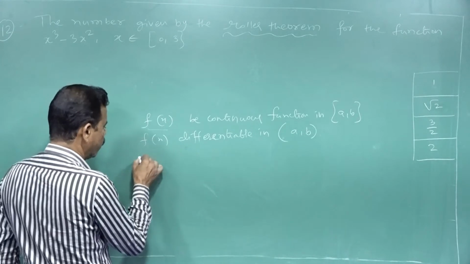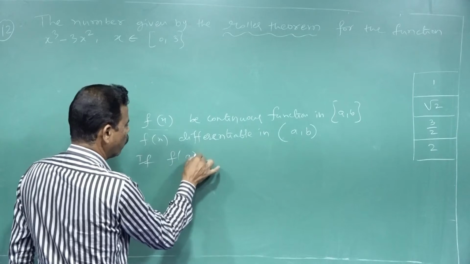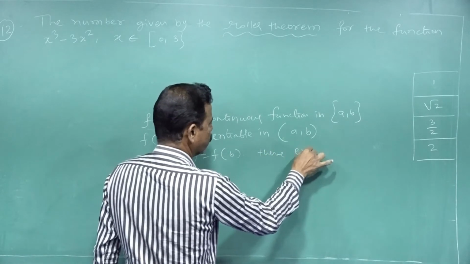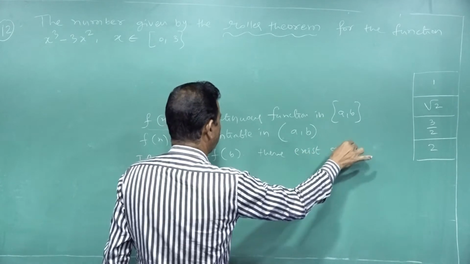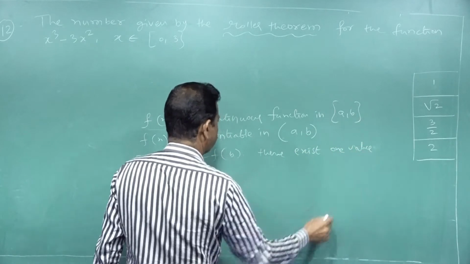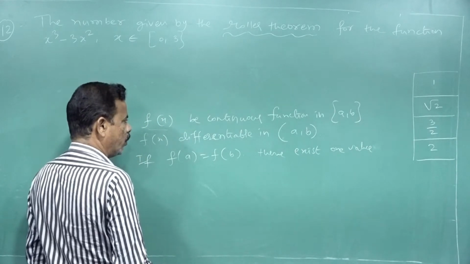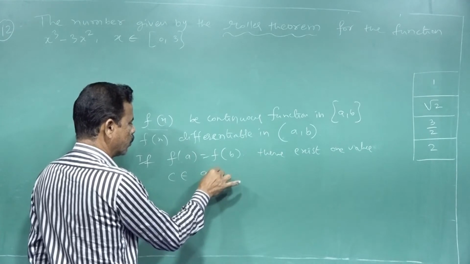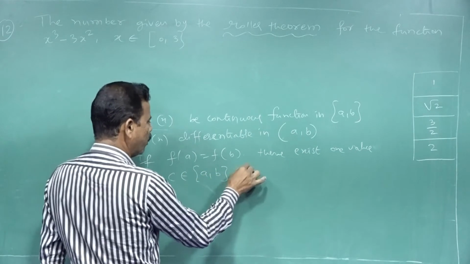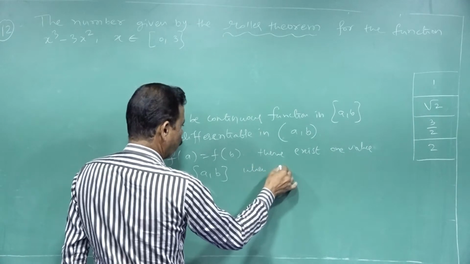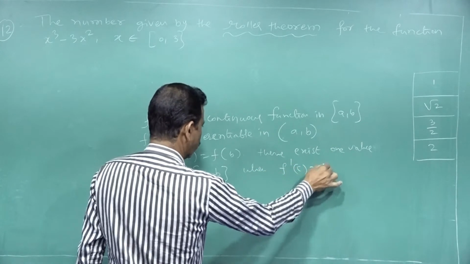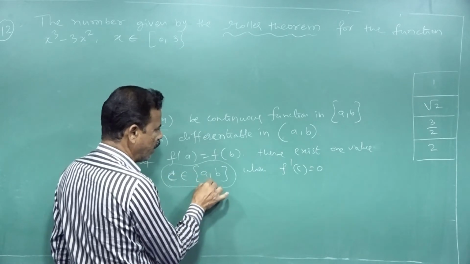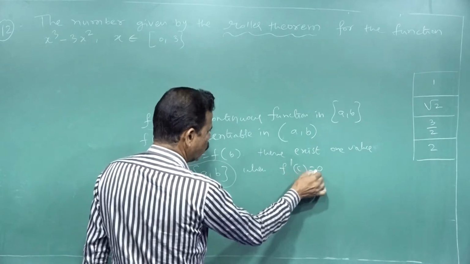Then if f(a) is equal to f(b), then there exists one value. What is that one value? c belongs to (a, b), where f'(c) is equal to 0. One value c belonging to (a, b) can exist here, where f'(c) is equal to 0.